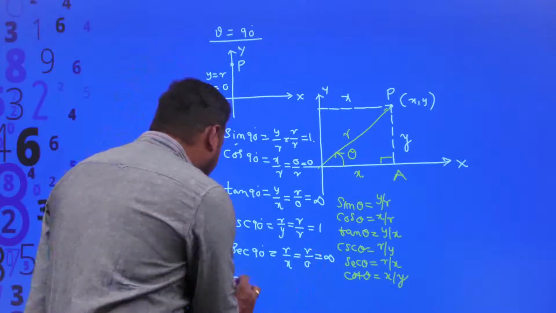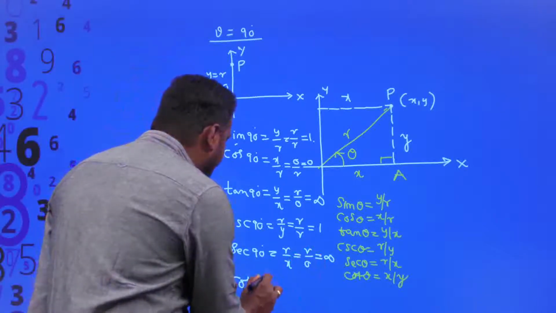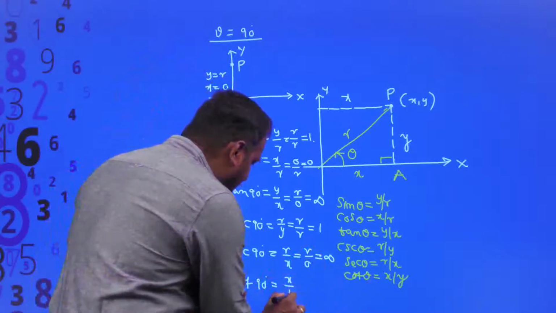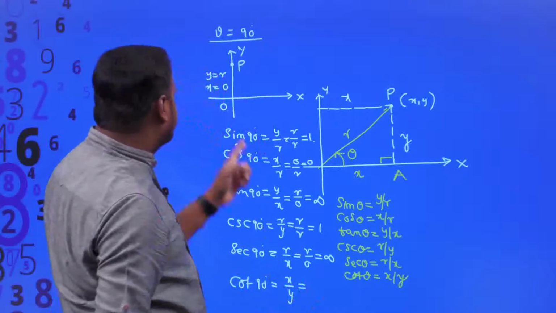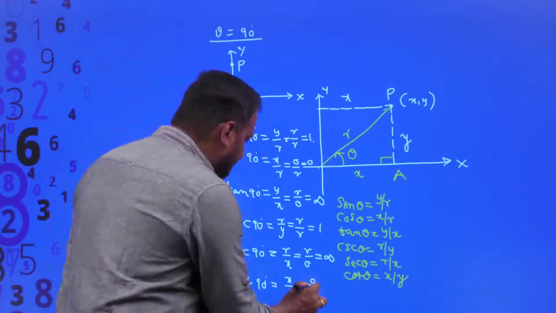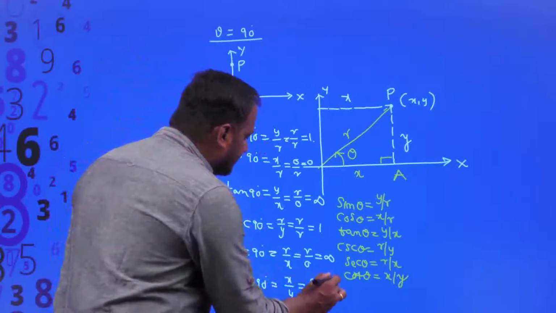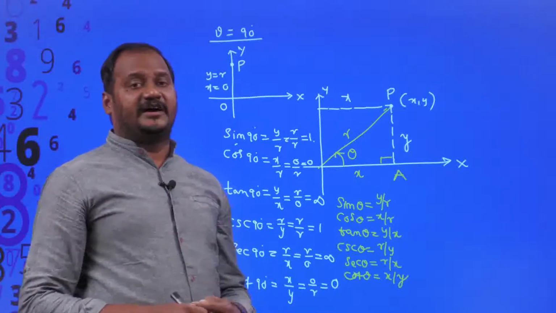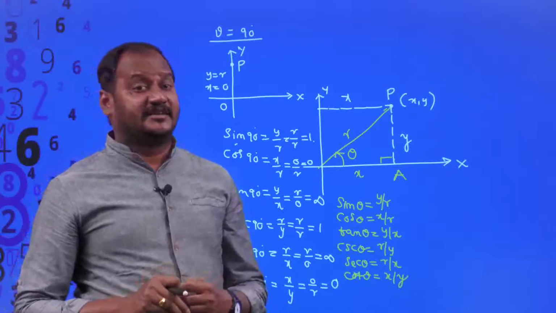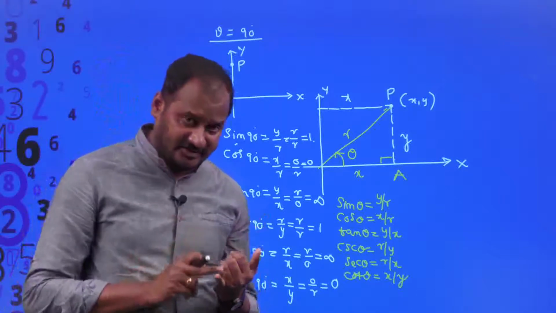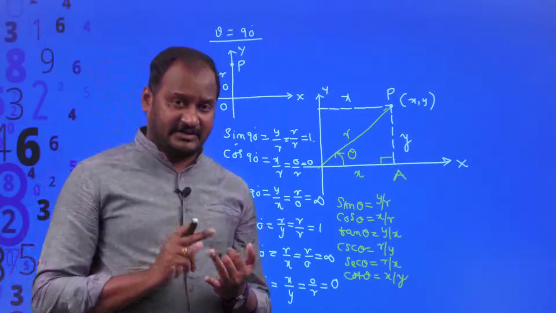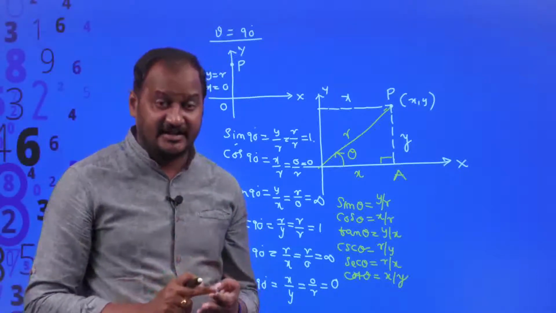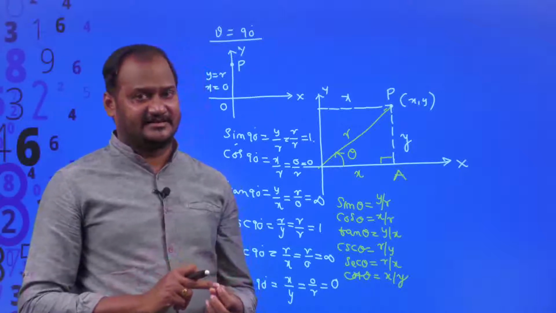Coming to the last trigonometric ratio, that is cot 90 degrees, which is cot 90 is equal to x divided by y, which is equal to, the value of x is equal to 0 divided by y is equal to r. 0 by anything is equal to 0, right? So this way we can find the values of 6 trigonometric ratios at theta is equal to 0 degrees, theta is equal to 30 degrees, theta is equal to 45 degrees, theta is equal to 60 degrees, and theta is equal to 90 degrees. Okay.